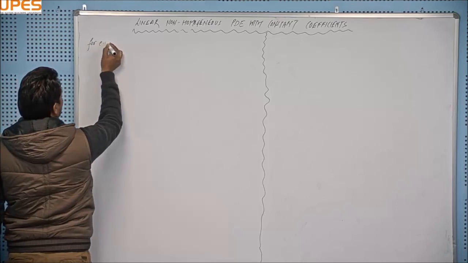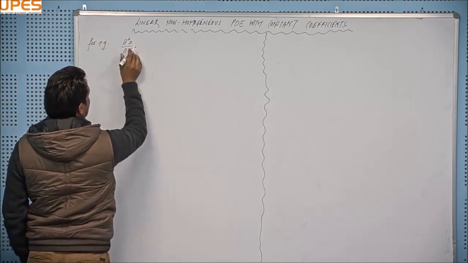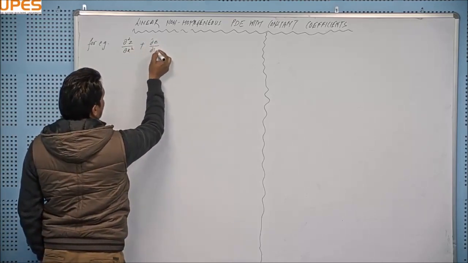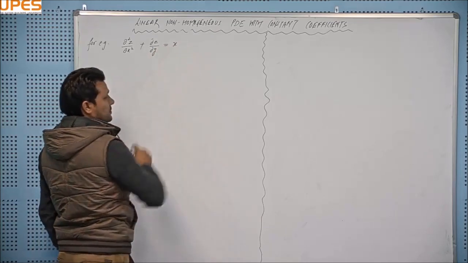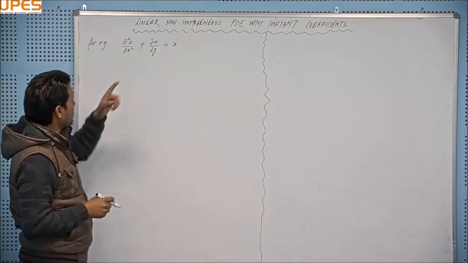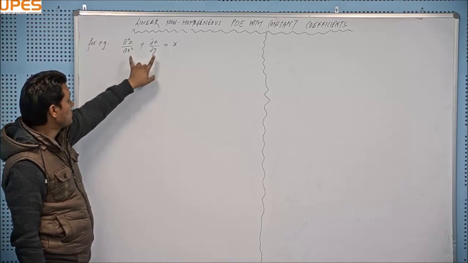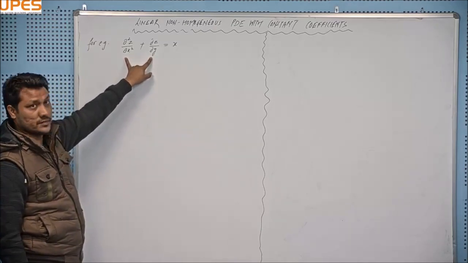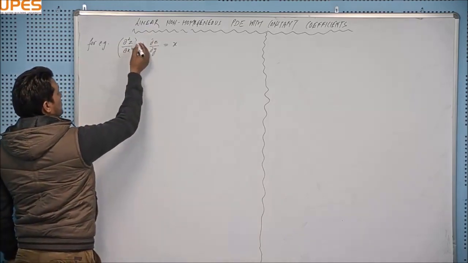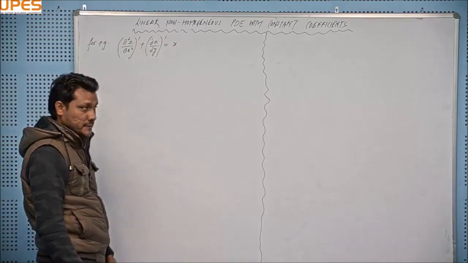For example, del square z over del x square, this is the second order derivative term, plus del z over del y equal to x. This is an example of non-homogeneous PDE because this term is a second order derivative while this is a first order derivative, right? That's why we are calling it non-homogeneous. And obviously it is a linear equation because every term is of degree 1. See here, 1 and 1. So that's why it is linear, right?